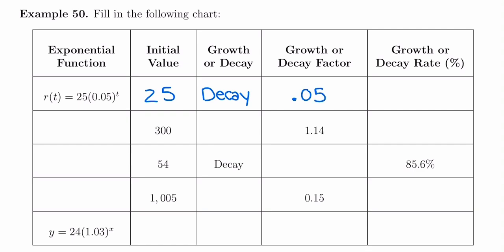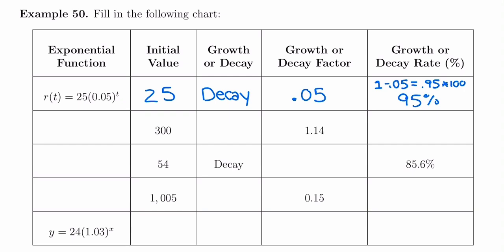We want to write that as a rate. So we want to figure out what that is as a percentage. So we're going to do 1 minus 0.05 is 0.95 times 100. It's a 95% decay if you're only keeping 0.05 as part of the formula. So keeping 5% means the decay rate is 95%.